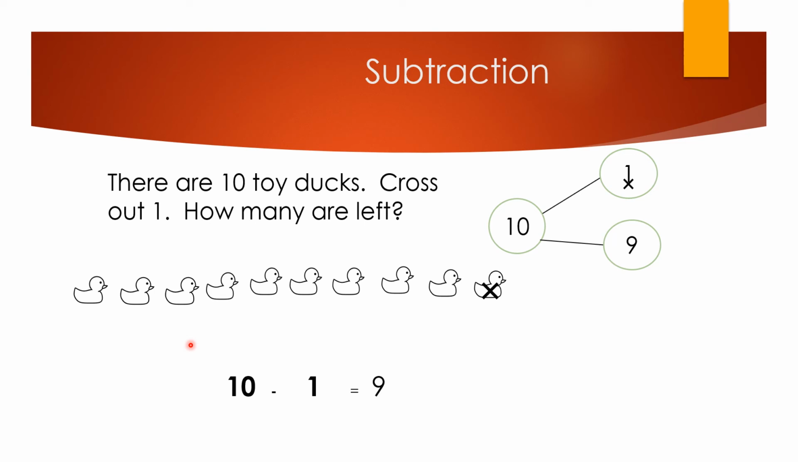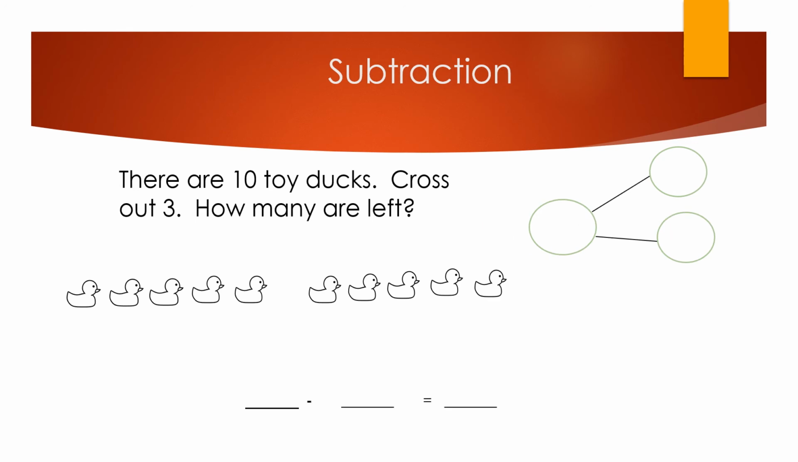Now, I think you're ready to try a number story by yourself. Get your pencil, get your piece of paper, and get ready to work independently on the next number story. Ready? Go. Okay, kindergarten, thumbs up if you have your pencil and your paper ready. Good job. Let's read our number story. Ready? Go. There are 10 toy ducks. Cross out 3. How many are left?